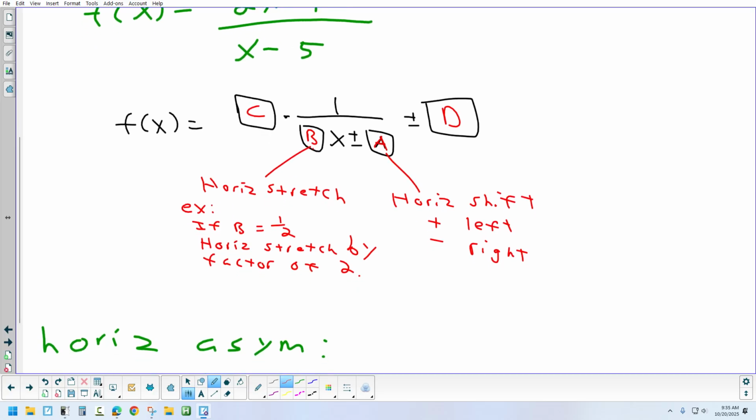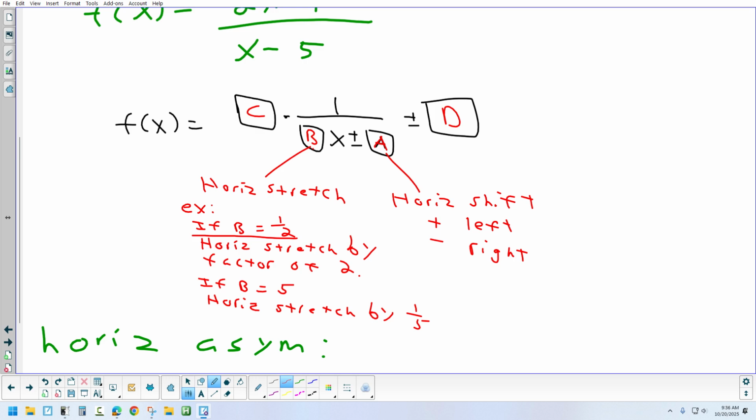If you want to compress it, so let's say if B equals 5, you might think, oh, big number makes it bigger. No, big number actually makes it smaller horizontally. That's going to compress it 5 times as much. Or you could say stretch by 1/5. Stretching by 1/5 shrinks it. Horizontal stretch by 1/5. Okay, so that describes all the horizontals.